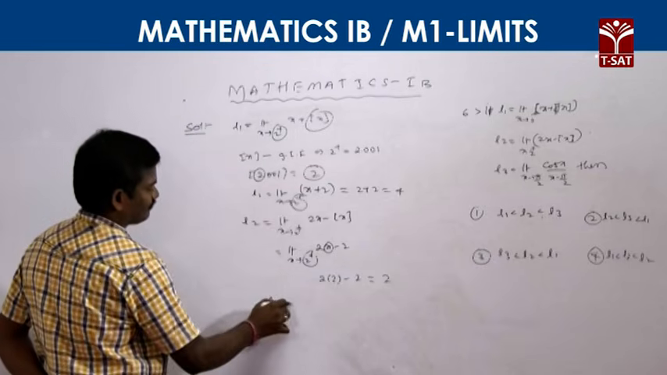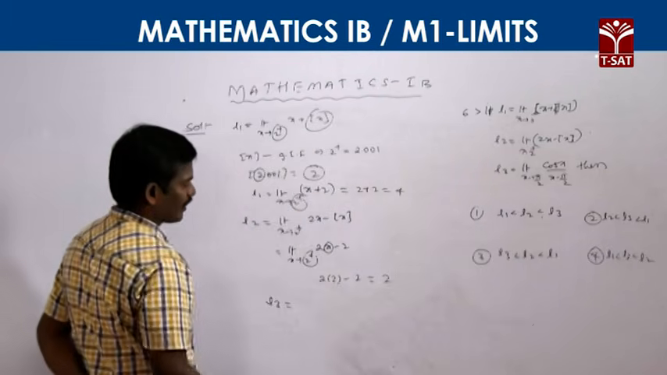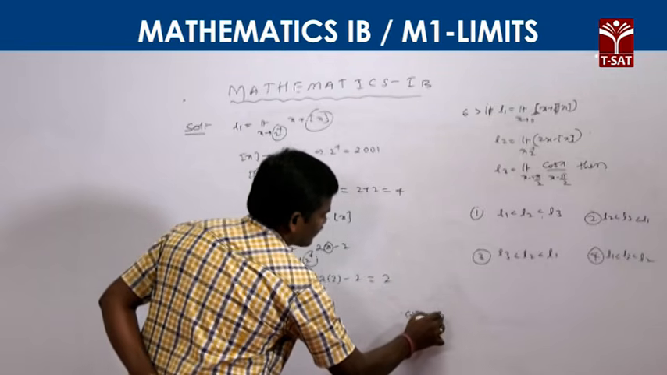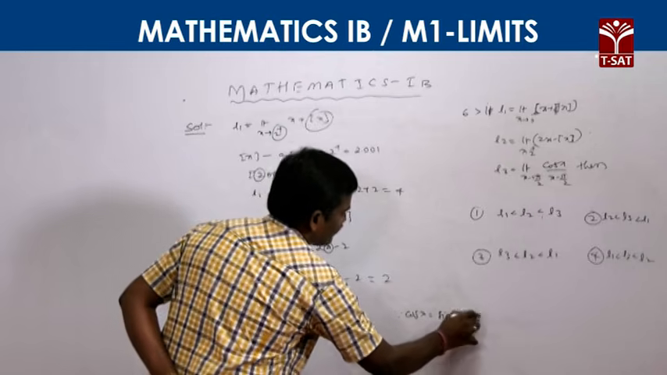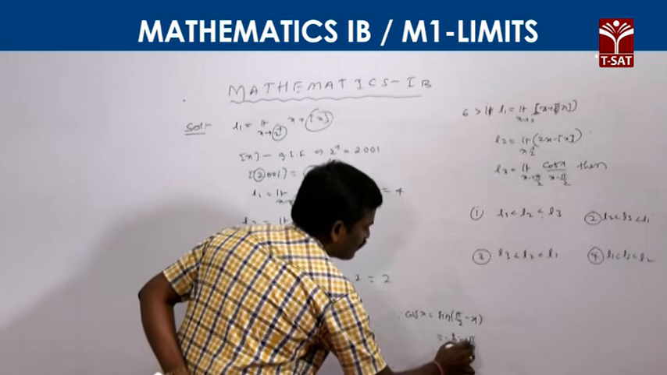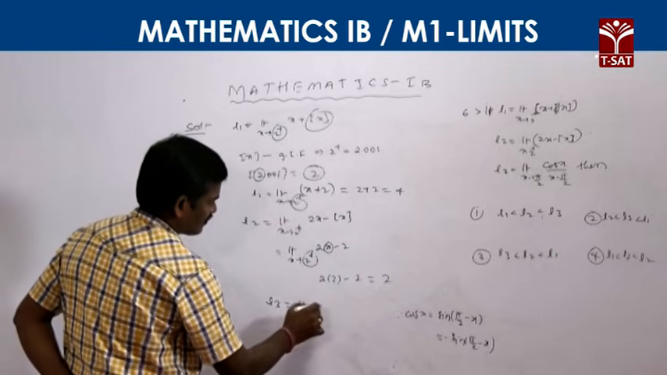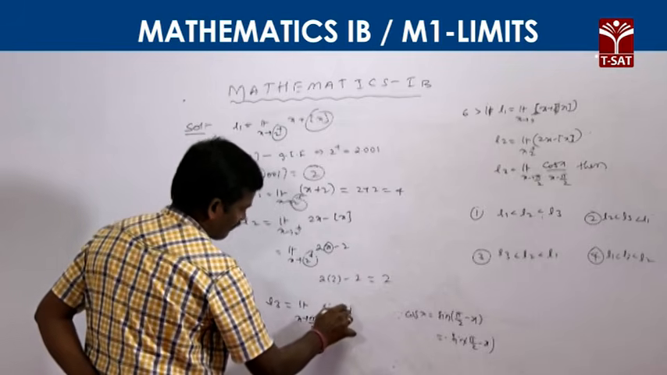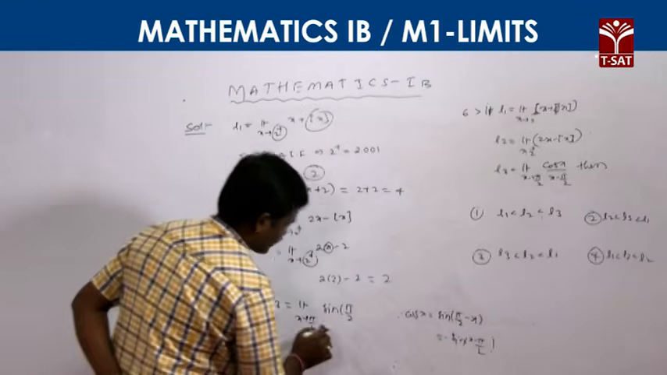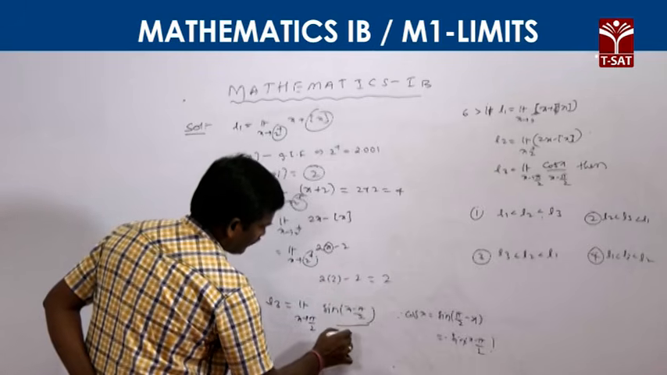So next L3. L3 is what? Limit x tends to pi by 2, cos x by x minus pi by 2. So cos x can be written as sin (90 minus x). So this we can write minus, take common here, minus sin (pi by 2 minus x). So instead of cos x, limit x tends to pi by 2, minus sin (x minus pi by 2) by x minus pi by 2.